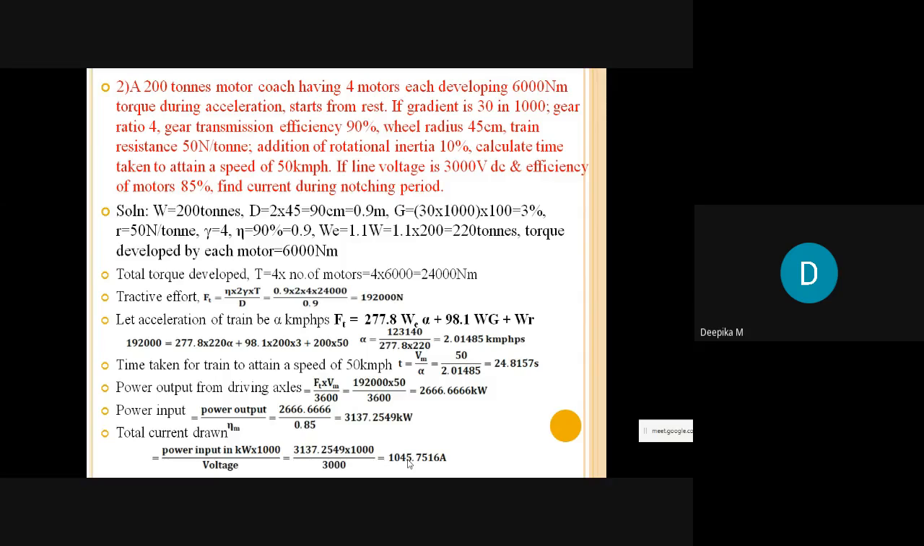So this much amount of current will be drawn by the motor during the notching up of the acceleration period. Hence we have calculated the current, and also the time taken by the train to attain a speed of 50 km per hour. Let us move on to the third problem.